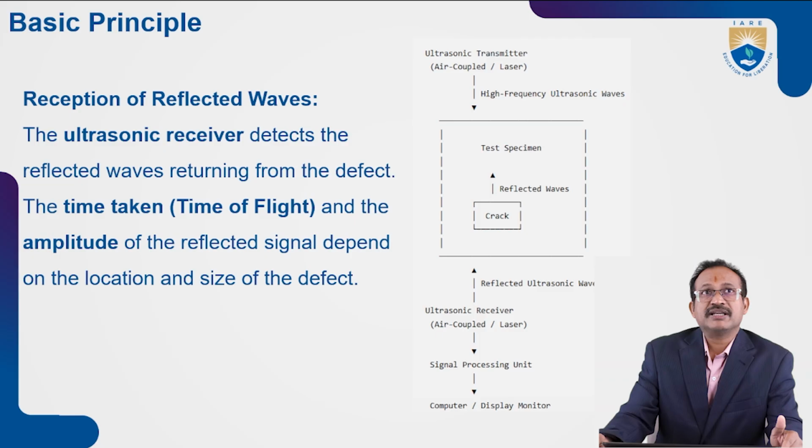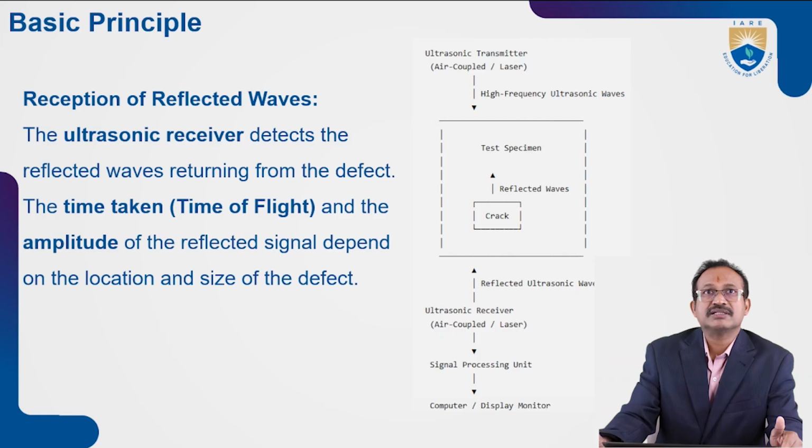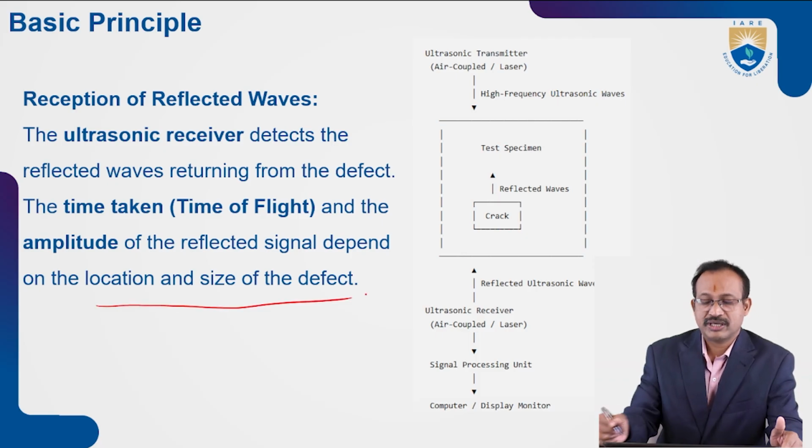Reception of reflected waves. The ultrasonic receiver detects the reflected waves returning from the defect. The time taken, that is time of flight, and the amplitude of the reflected signal depend on the location and size of the defect, let us say crack or void.